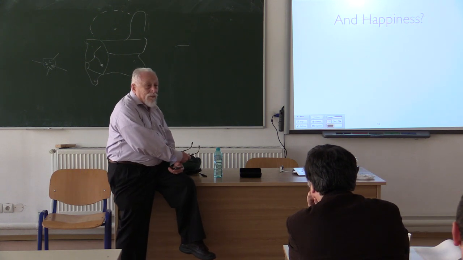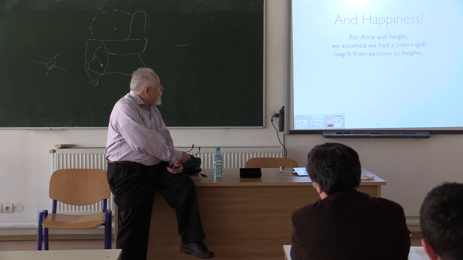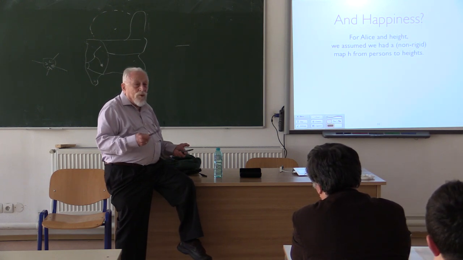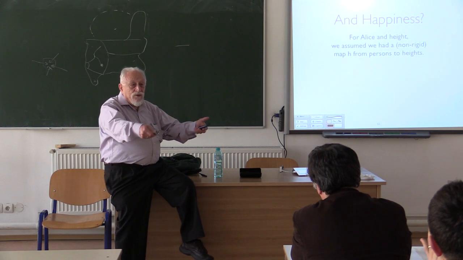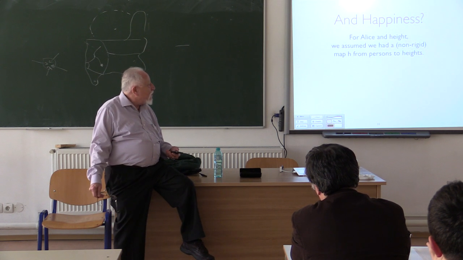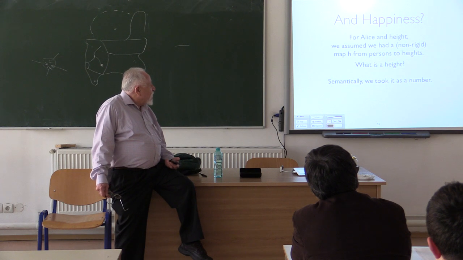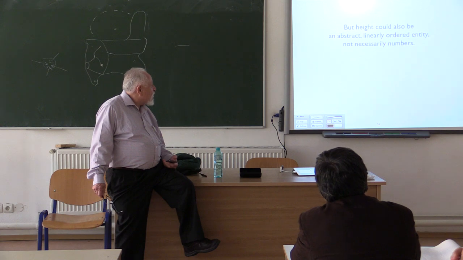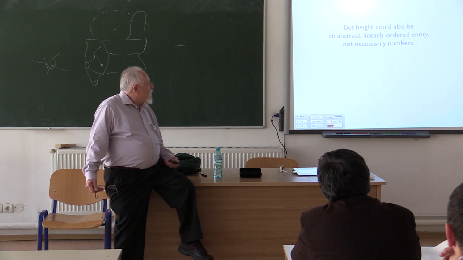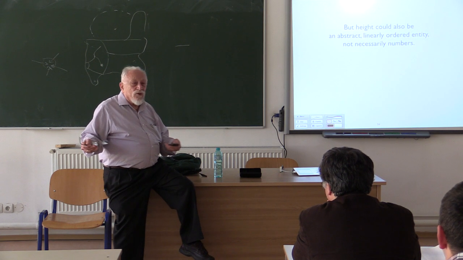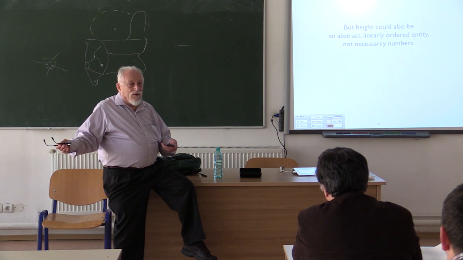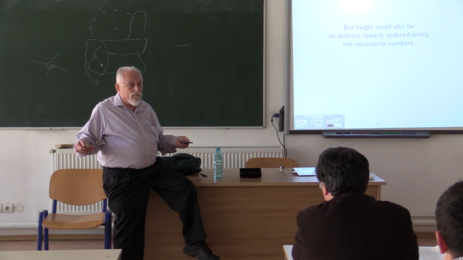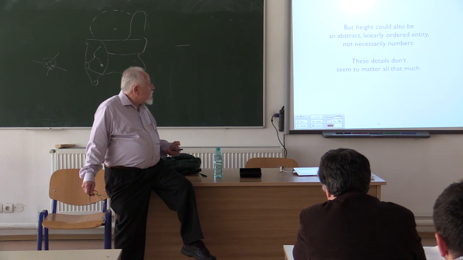Okay, what about happiness? Well, for Alice and height, we had a non-rigid map from persons to heights. I was assuming heights were numbers and I had them 0 to 400. All right, that got us going. But actually all you need is that it's some linearly ordered entity. Any two heights can be compared. Doesn't have to be numbers.